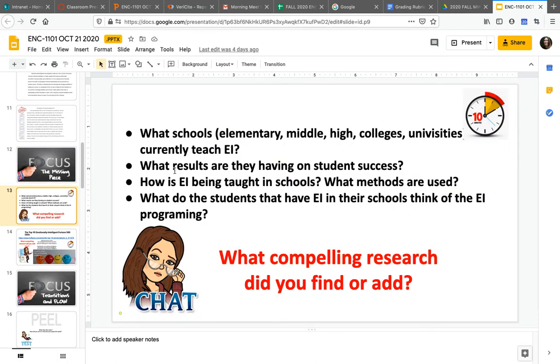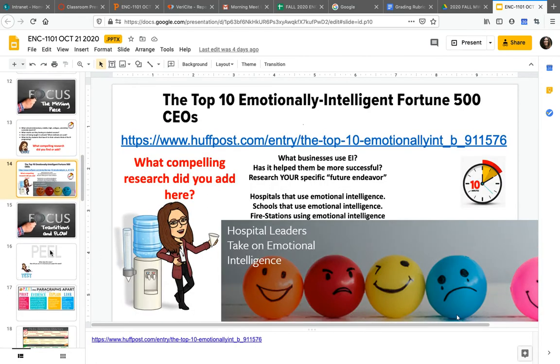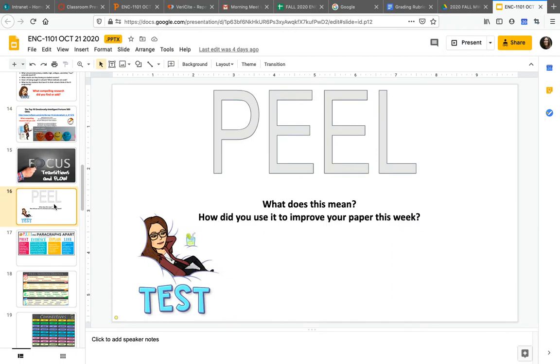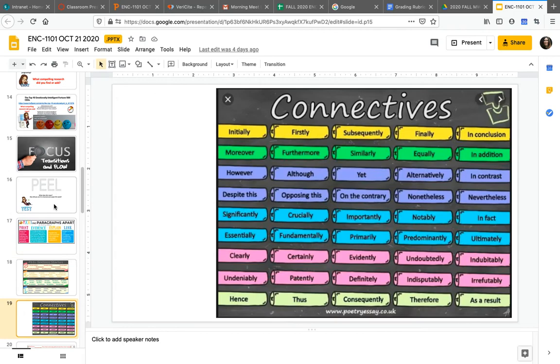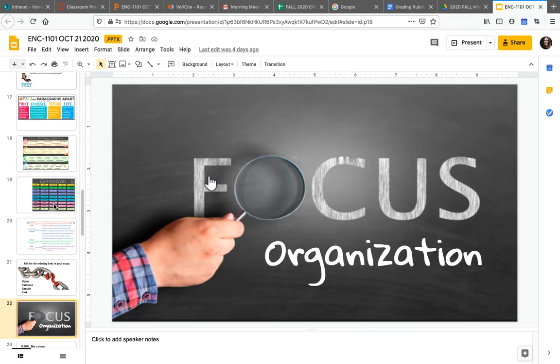In class on Monday, we found some really good links that show the research of what happens when schools do teach EI. We also found some research on businesses that teach EI. So we need to put that into our paper. Okay. And then we talked about peeling the paragraphs. Basically, you have a point, some evidence, you explain that evidence, and then figure out how to link it to your next paragraph. These are the transition words I'll be looking for. Hopefully, you'll be able to use some of these in your paper. That was the example. So we saw all of this on Monday.